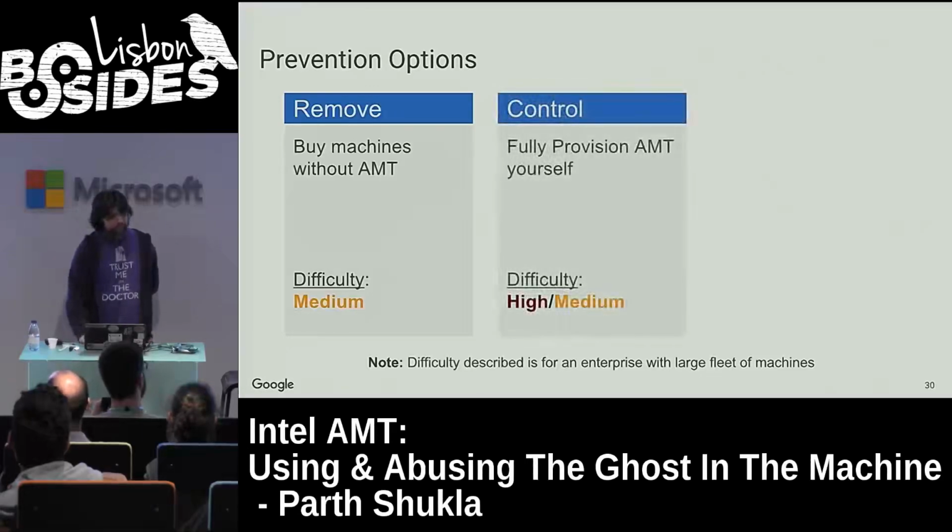Second option is you can control the AMT. So you get in there yourself first, provision the AMT, and once it's provisioned and a BIOS password is set, then you're good. This is also a lot of work because you need to kind of sign up for enterprise rollout and management. So depending on how big your enterprise is, this could become a nightmare.